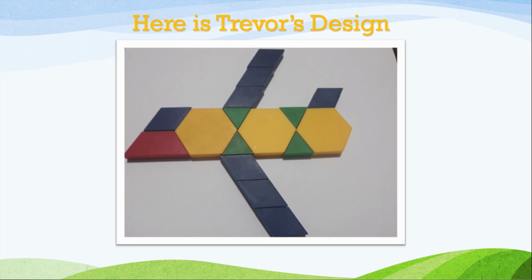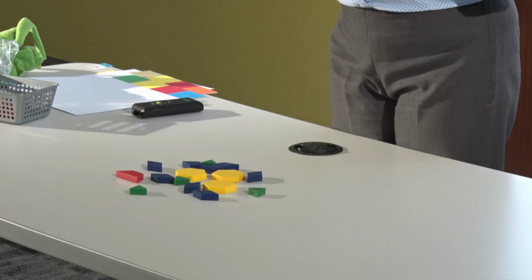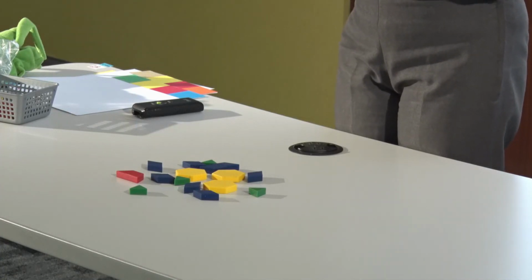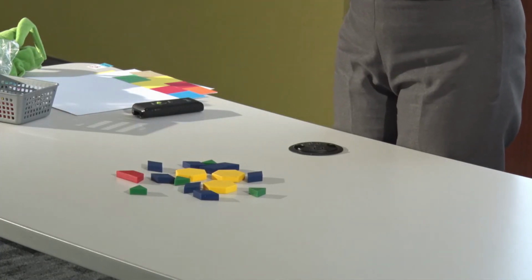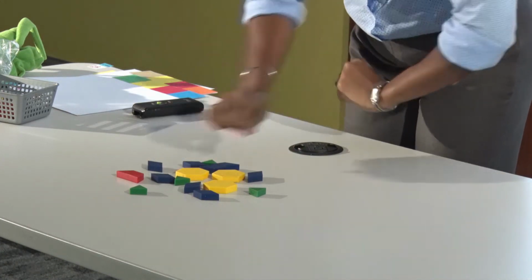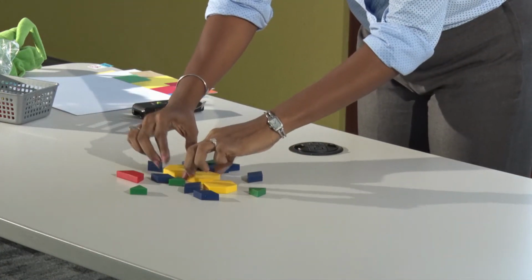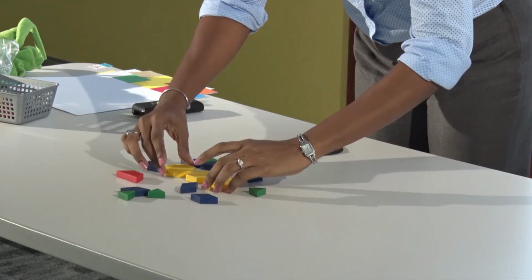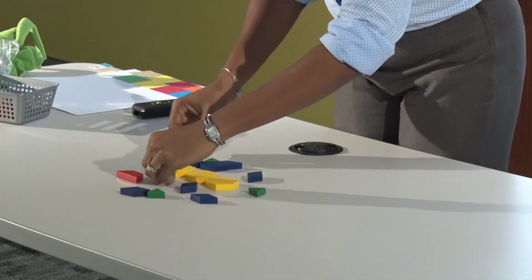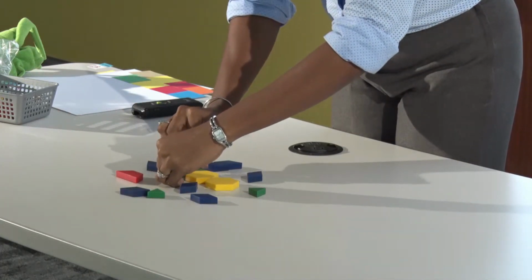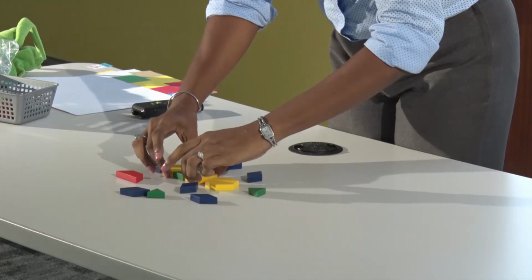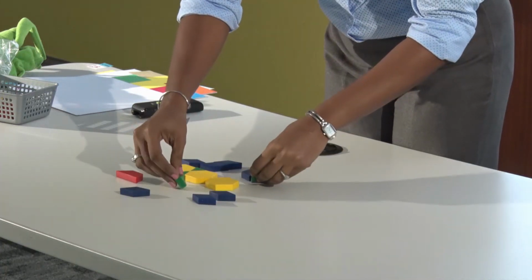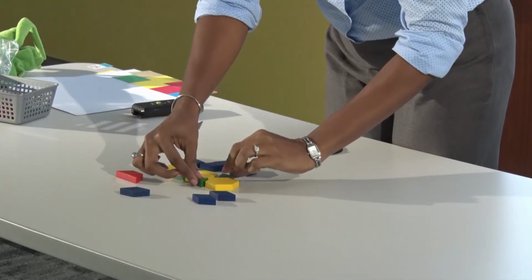Let's get to the table and construct this design. So here are our pattern blocks, and we are going to construct an airplane just like Trevor's design. Let's get started. We start with the yellow. And I'm going to put my green in. That's the body of the plane.